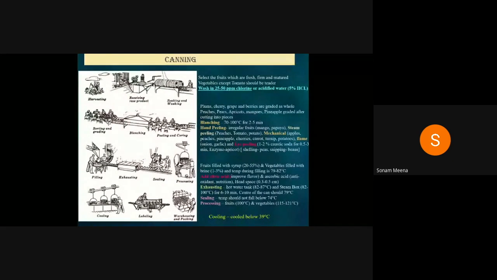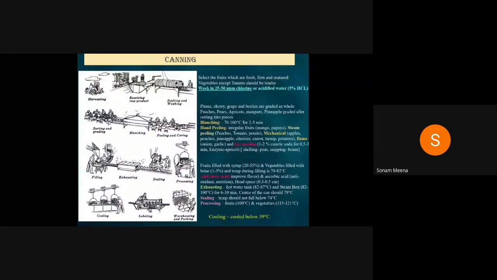For lye peeling, concentration is important: 1.2% caustic soda for 0.5 to 3 minutes. For shelling peas, snipping beans, and citric acid was added to improve the flavor, and also ascorbic acid for antioxidant and nutrition. Headspace is important, 0.3 to 0.5 centimeter. During canning, the temperature should be 79 to 82 degrees Celsius.